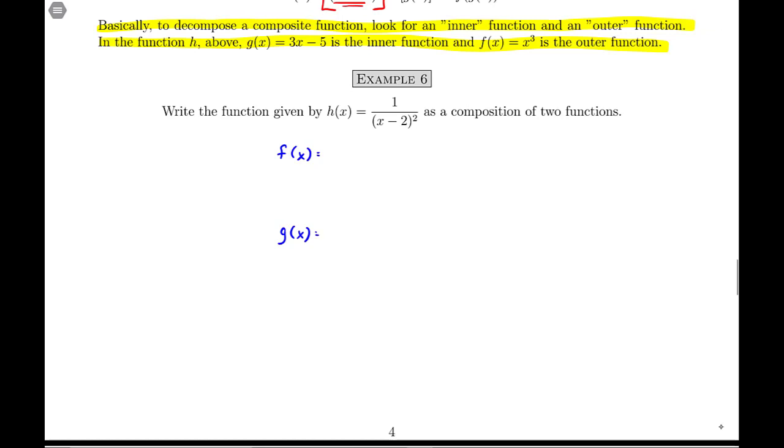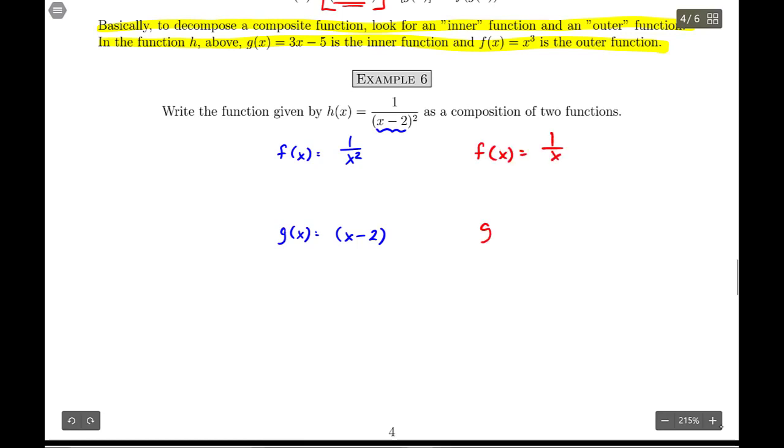The inner function would be what we have here in parentheses. Let's go with that. So we're going to say that g of x is x minus 2. Our outer function is whatever we're left with. So once we get rid of this x minus 2, we only have 1 over x squared remaining. And there is our decomposition. We could have also done f of x is 1 over x, and our inner function could be x minus 2 quantity squared. In either case, f of g will generate the exact same value as what we have for h of x.